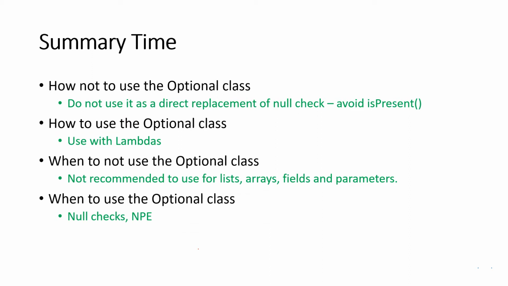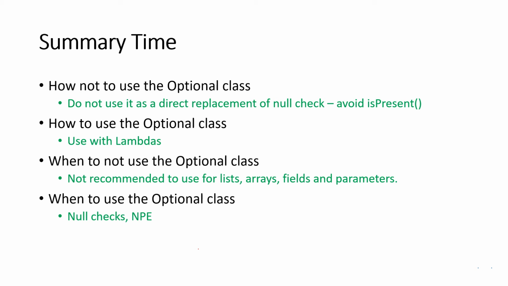Okay, now let's summarize what we have learned so far. How not to use the Optional class. Do not use it as a direct replacement of a null check. For example, avoid using the isPresent API from Optional because it merely replaces the null check with a method. It looks cleaner syntactically, but you will be replacing all the null checks with isPresent, and eventually you will end up littering the code base with the Optional class. So that's not the solution. So then what is the solution?